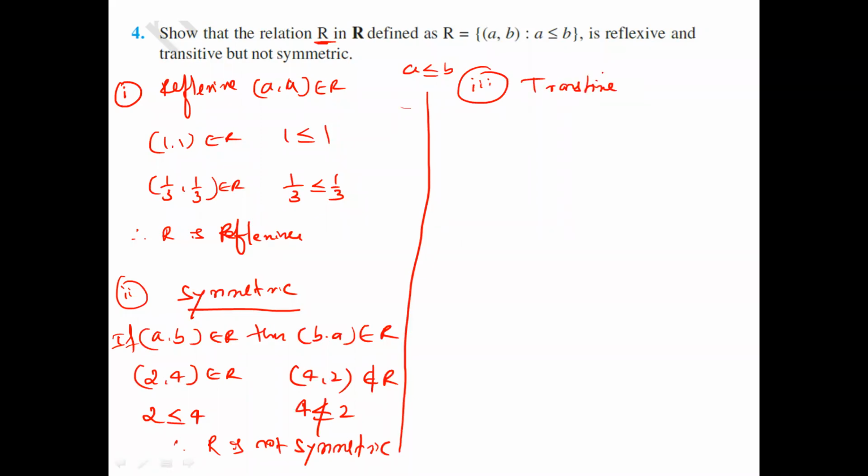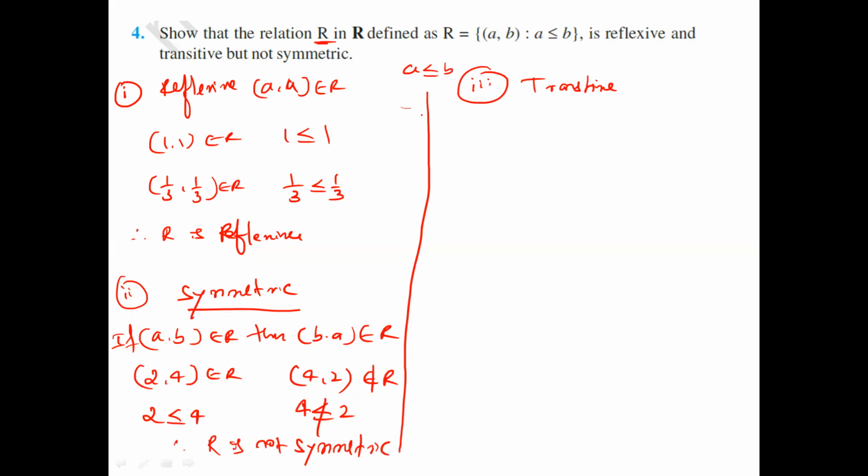And one more thing I have to remember: the question says show that. Show that means it is very clear that R is reflexive and transitive, but not symmetric. By seeing the question only, you'll get 50% of the clarity about whether you have to prove it is symmetric or not symmetric. If you take any other example, it is not symmetric. If you take any example for reflexive and transitive, it will satisfy all the conditions.